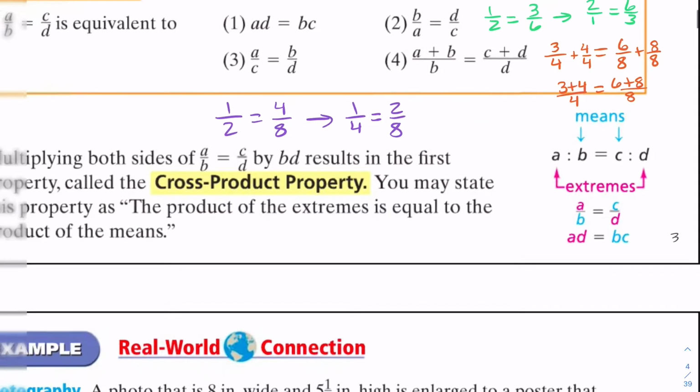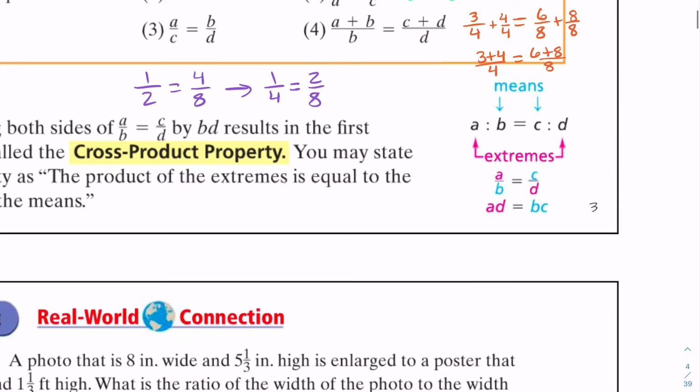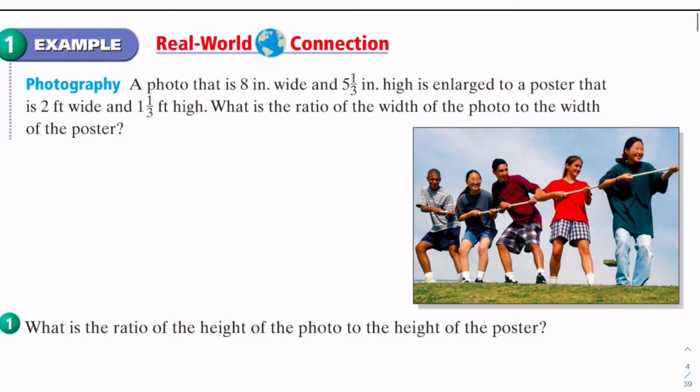Okay, so multiplying both sides of this is the cross product property. You may state the property, yep, the product of the extremes is equal to the product of the means. There's your means, there's your extremes, and there you go. So let's do a couple of examples. The first one is a real world one.